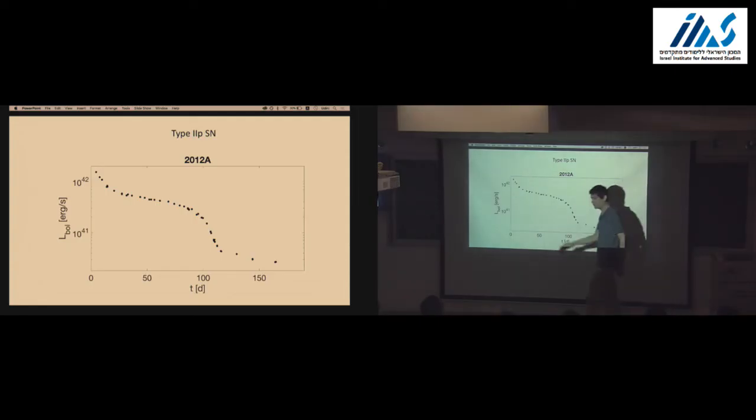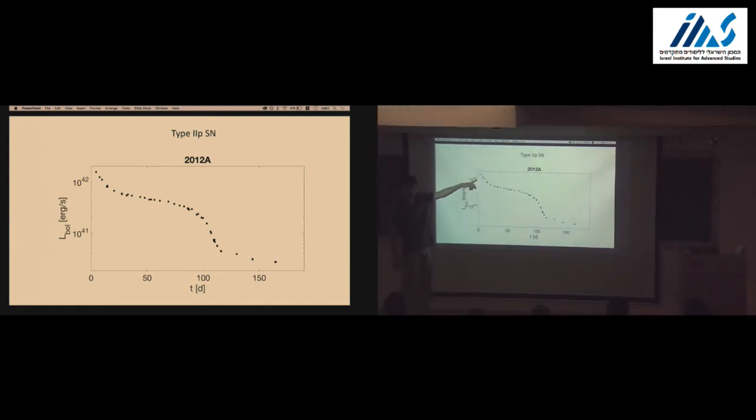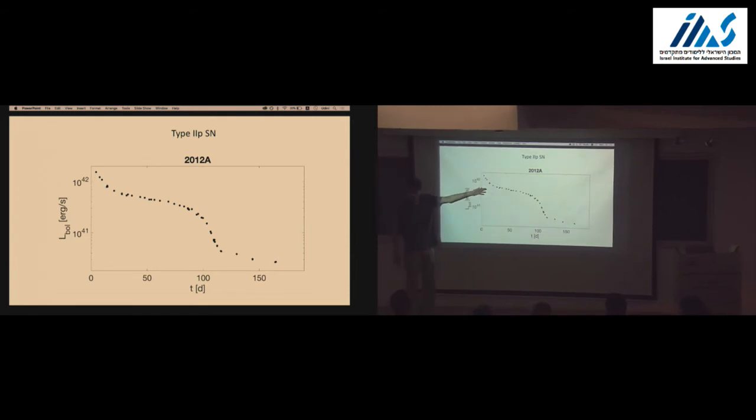Here you see an example. This is a type 2P supernova. Let's look at the luminosity. Roughly okay. This is a red supergiant that exploded. Roughly okay. Look at the time. Roughly okay. That's it. We are good. We got the luminosity and the time correctly with very simple arguments.